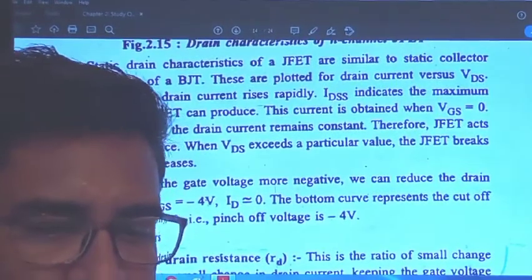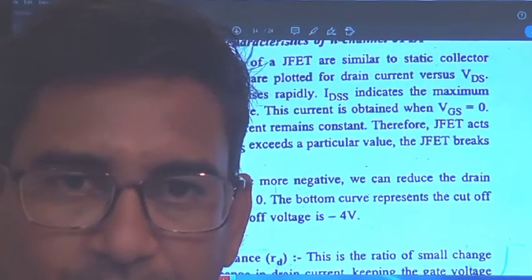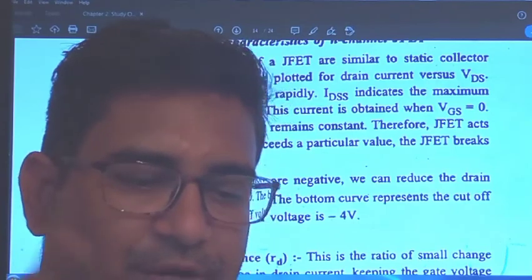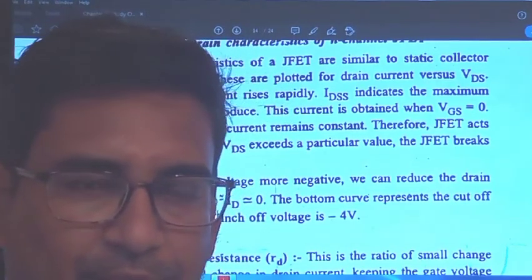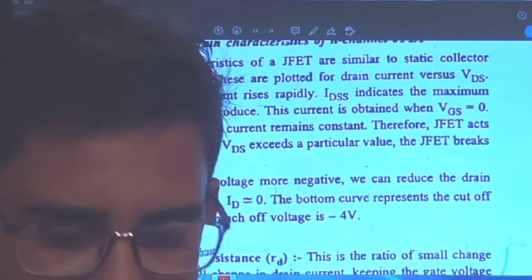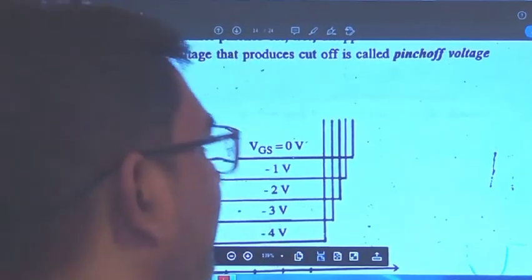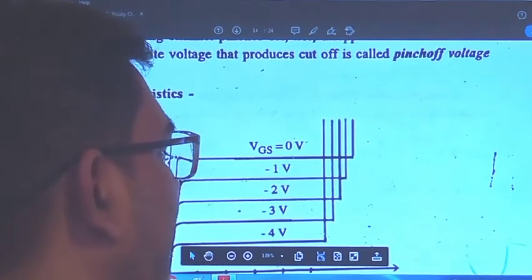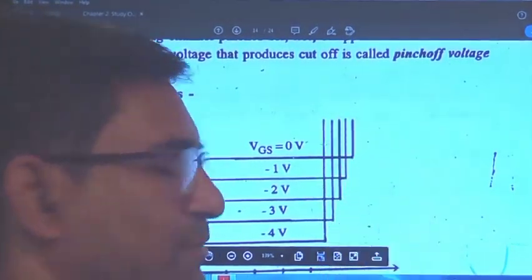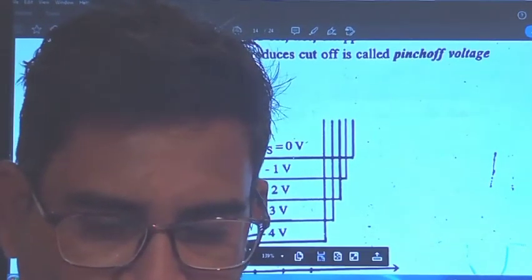the static drain characteristics are similar to the static collector characteristics of the BJT. We have formed the characteristics the same as the collector characteristics in the BJT, but the only difference is that here the value you are going to mark is indicated like this. It was the same value from here to here. Okay, only this thing is new to you. So what lines, what characteristics are being drawn is new to you, but the rest is all the same.